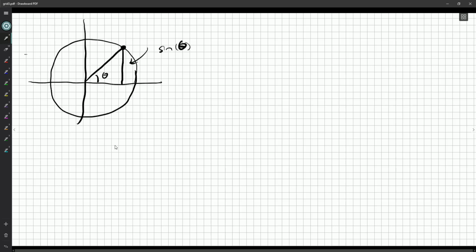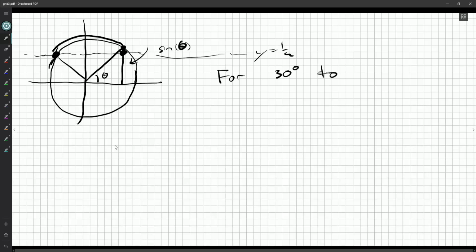So we want to be above the y equals 1/2 line. So when is sine going to be equal to a half? Well, you might remember that happens when you're sining 30 degrees. Okay, so you start with 30 degrees and then you go all the way around the circle. Any other value will work until you go back over here and dip below the line y equals a half. So for 30 degrees to, it would be 30 degrees back from 180, so 150 degrees.